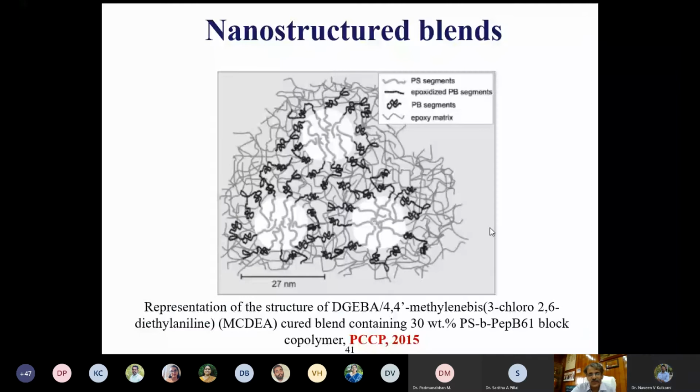Yes, you can see this cartoon. You can see that the core is nothing but polystyrene, the block of polystyrene, which is incompatible with epoxy. And you can see the dark macromolecular chains. They are polybutadiene, epoxidized polybutadiene. They interact with the epoxy matrix. So this sort of nanostructure you have made gave rise to very high toughness.